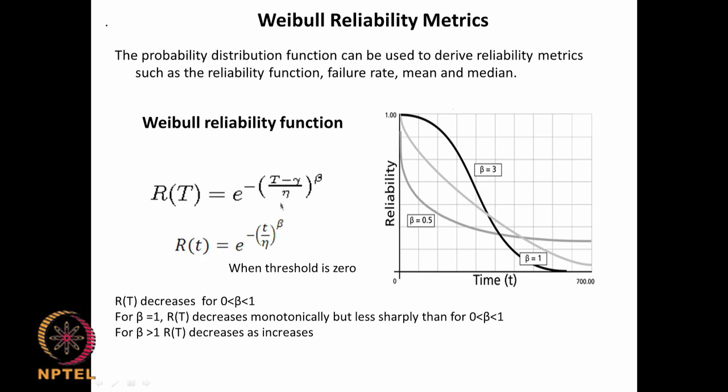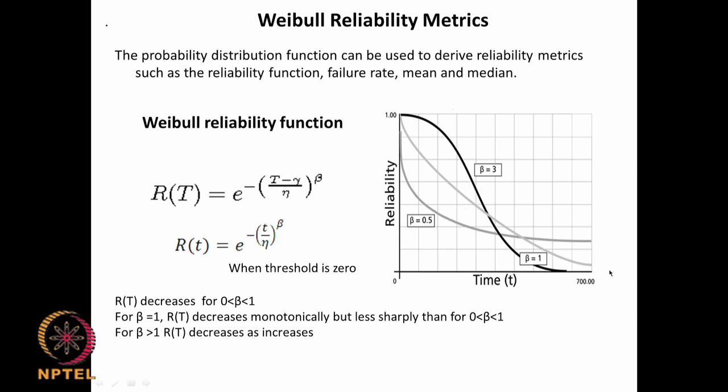When do you use it? It can be used to derive reliability metrics such as reliability function, failure rate, mean, median, and that sort of situation. So, R(t) decreases for beta lying between 0 and 1. For beta equal to 1, R(t) decreases monotonically like this with time. So, the reliability of any part will keep coming down with time.